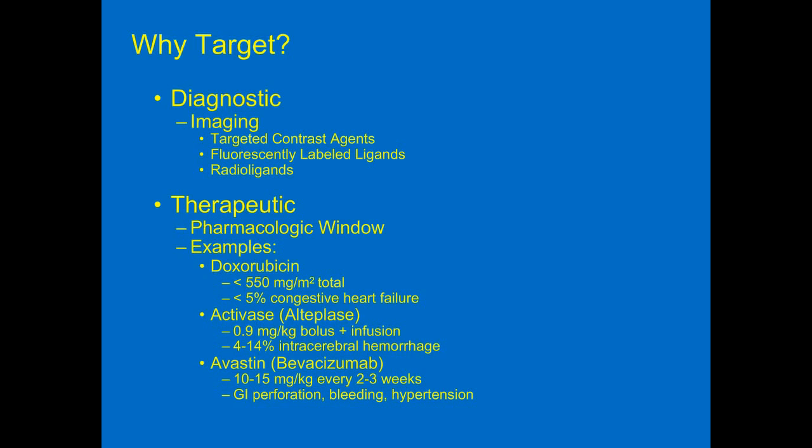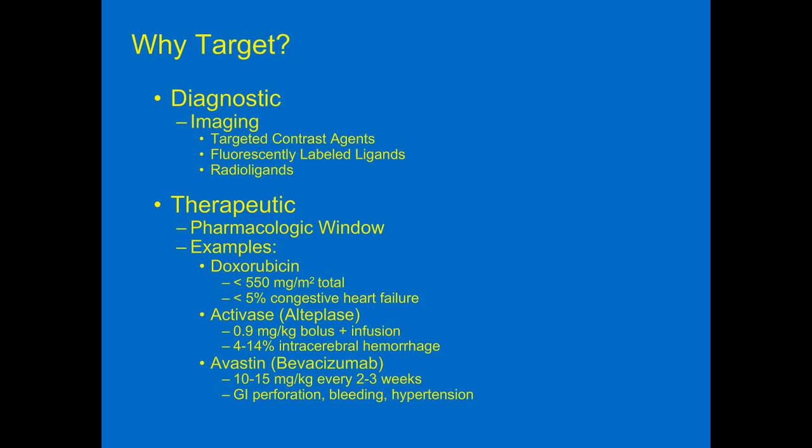And then alteplase, which is recombinant tissue plasminogen activator, which is the only licensed thrombolytic in the United States, is typically given at a dose of 0.9 milligram per kilogram bolus, followed by an infusion, and even at this point you're going to get a 4 to 14% incidence of intracerebral hemorrhage, which many clinicians feel is unacceptable to begin with, and has a lot to do with the relatively small market for this therapeutic for myocardial infarction and ischemic stroke.